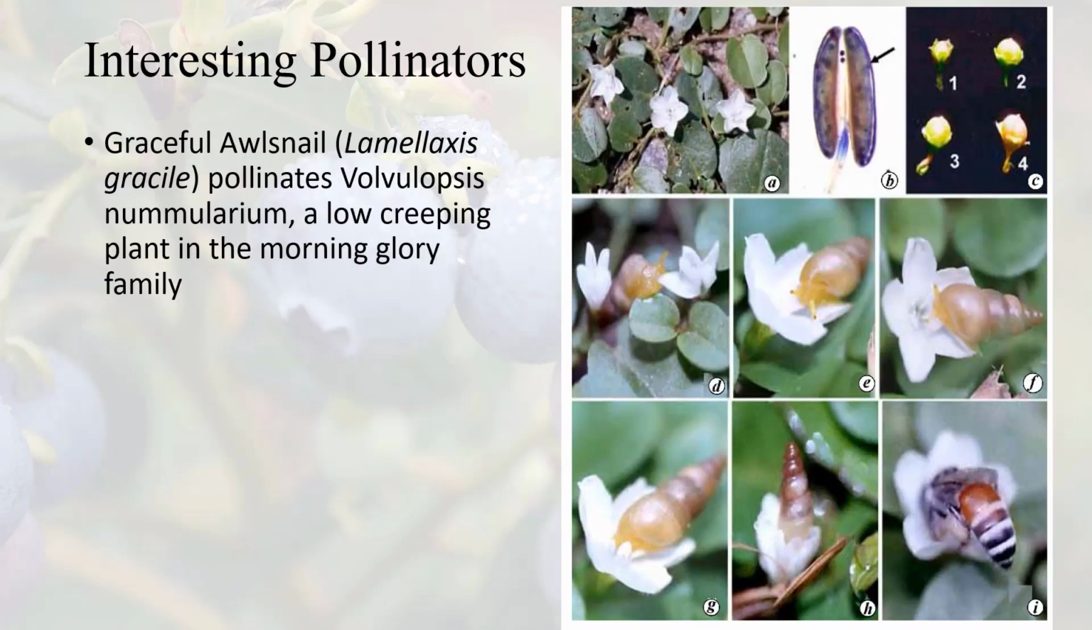So another interesting pollinator could be a snail. The graceful awl snail pollinates a particular plant in the morning glory family. It's the only known example of a snail that pollinates plants. It's a pretty interesting study that they did. This plant is also pollinated by bees, but when the bees can't pollinate it, when conditions aren't right, it's apparently more suited for the snail to come in and pollinate. It's pretty interesting.